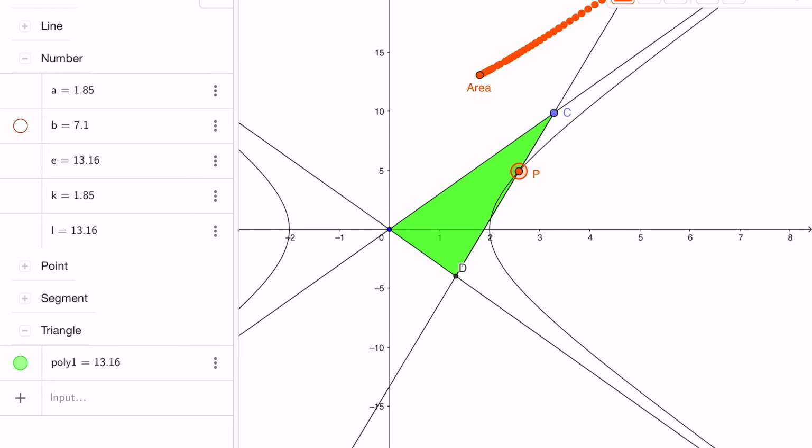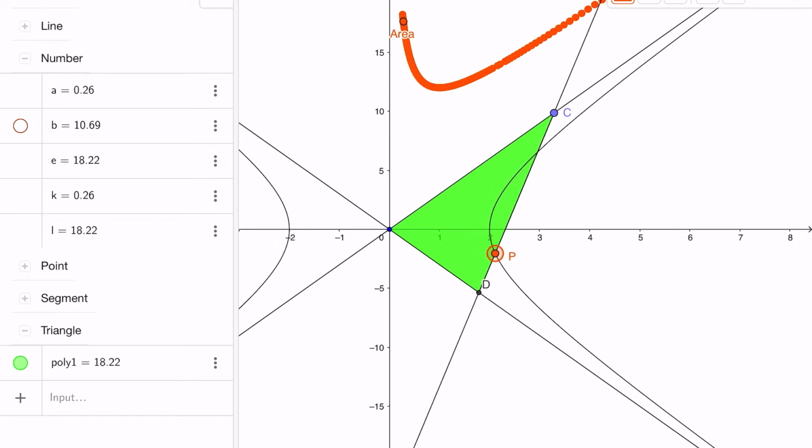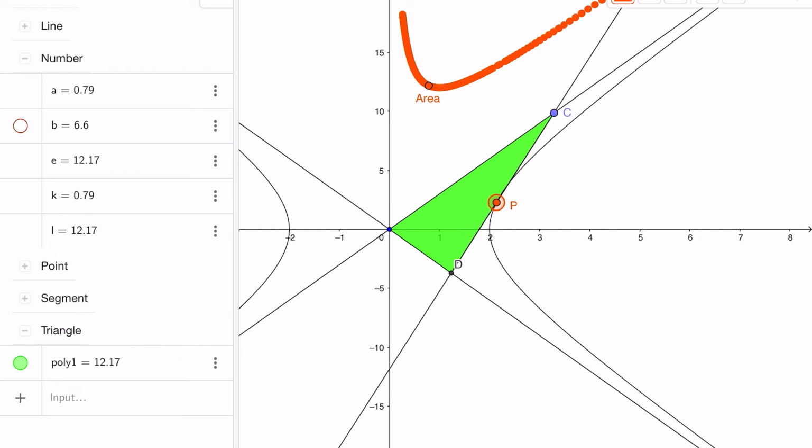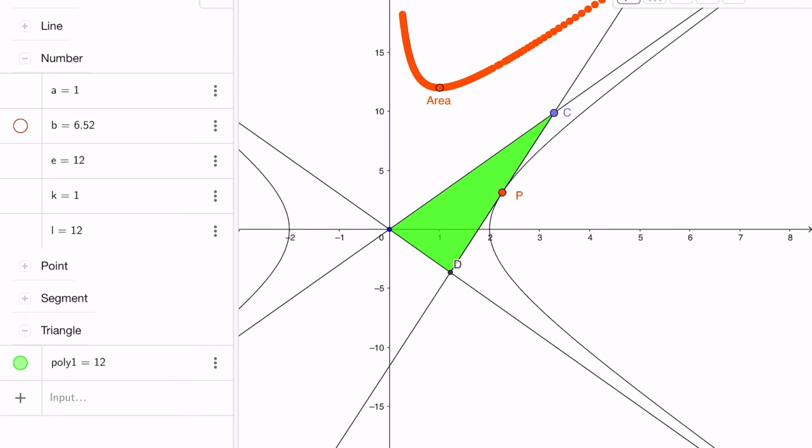And as we move P closer and closer, the area gets smaller and smaller until it's minimized, and then it gets bigger and bigger again. So P at this position here is a minimum area, and it turns out that the area of that triangle is 12, and A is equal to 1 at that position. You can see the coordinate that says area has an x value of 1, that's lambda, and it has an area of 12. So it turns out that 1 to 1 is the optimal ratio for that. And you can also see that the line CD is tangent to the point P.